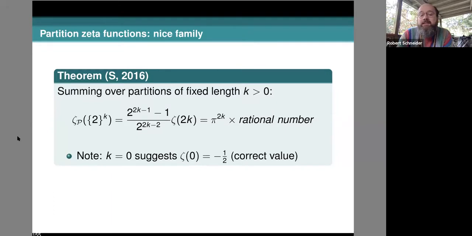And by the way, if you set k equals 0, you actually get the correct value from this equation for solving for zeta of 0 that you get under analytic continuation, which is kind of cool because this is not involving analytic continuation.